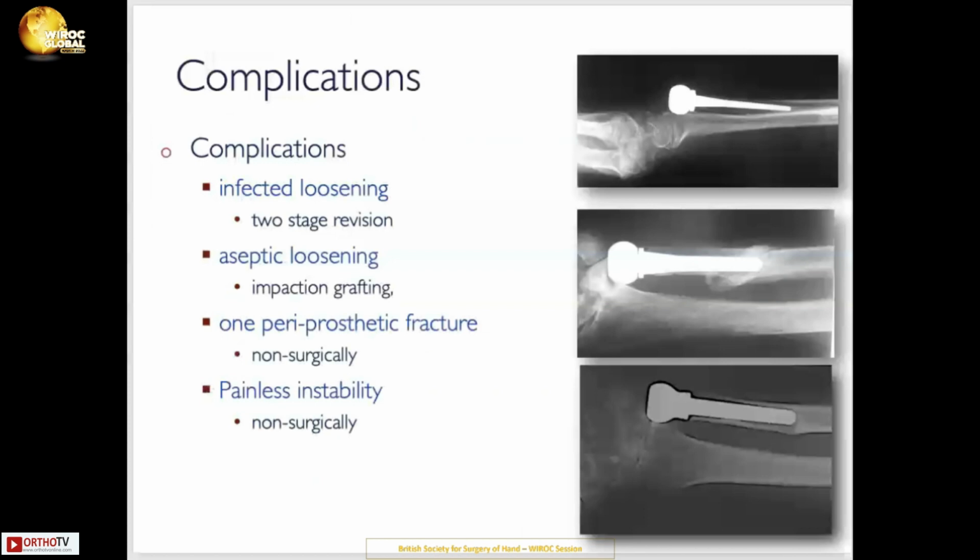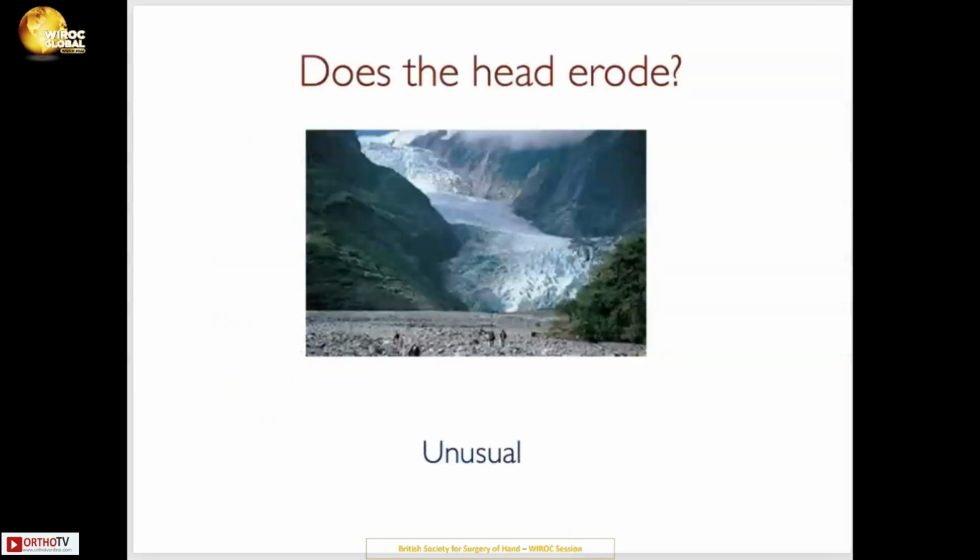Of course, we had complications. Never believe a surgeon who says he doesn't get complications. You can see there, there's an unstable joint. There's one that had a periprosthetic sterile fracture, and one who had aseptic loosening over the years, which we managed to do impaction grafting, and we had another one who had an infected loosening that needed a 2-stage procedure. But of course, we had complications.